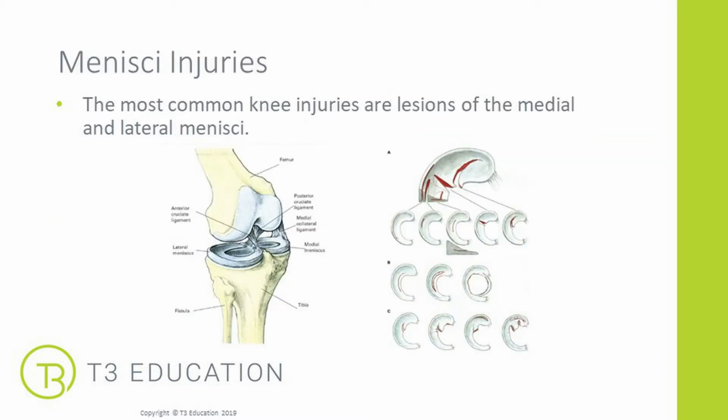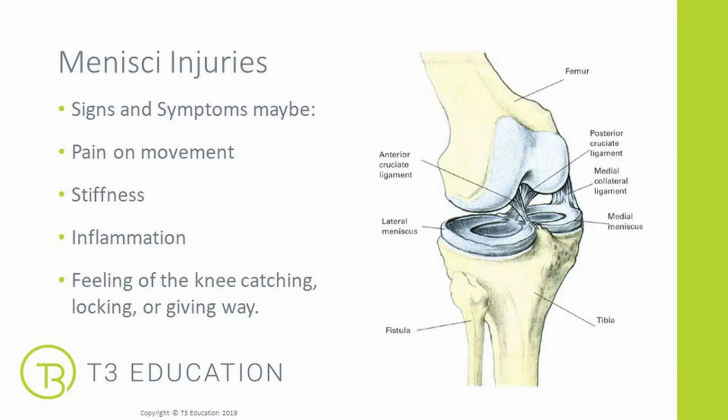The next injury we're going to look at is a menisci injury, and this is one of the most common knee injuries, where there are lesions that occur on the medial or the lateral menisci, and those lesions can vary in shape, size, length of the lesion, and also how much of the menisci is affected. Some of the signs and symptoms from a menisci injury may be pain on movement, stiffness around the joint, around the knee, inflammation, and a client may experience or report the feeling of the knee catching or locking or even giving way.